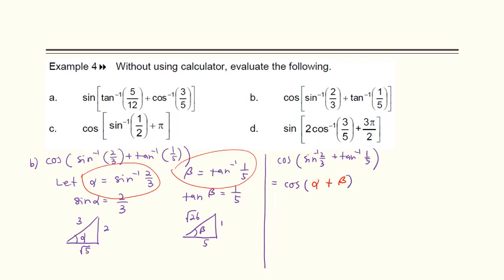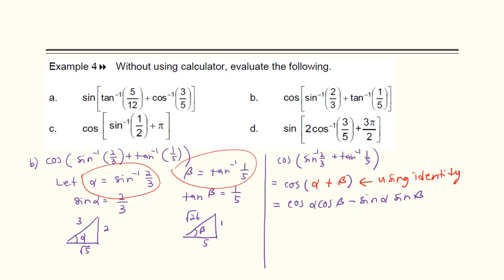Okay, so ni lah kita akan guna identity. So what identity that we use? So nanti check semula. So identity dia adalah cos(alpha plus beta) is equal to cos alpha cos beta minus sin alpha sin beta. Okay, so this is the identity. Okay, so cari cos alpha, cos beta, sin alpha, sin beta.